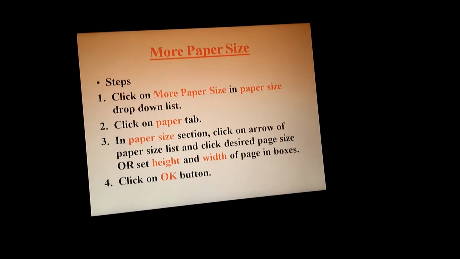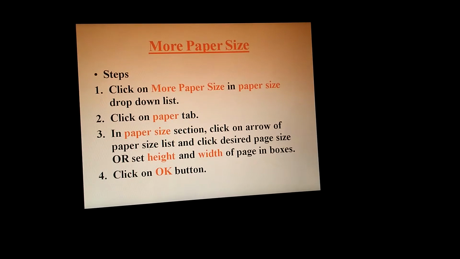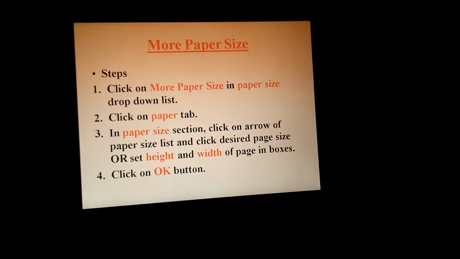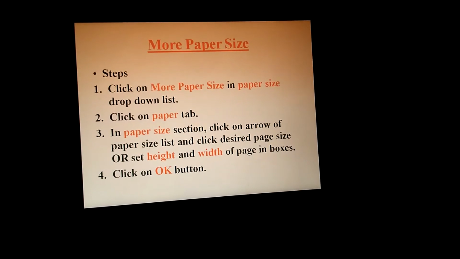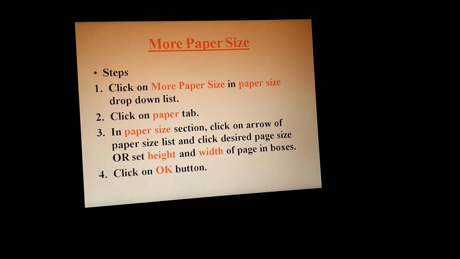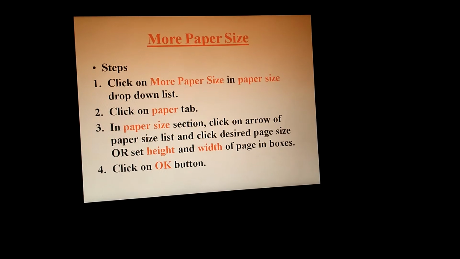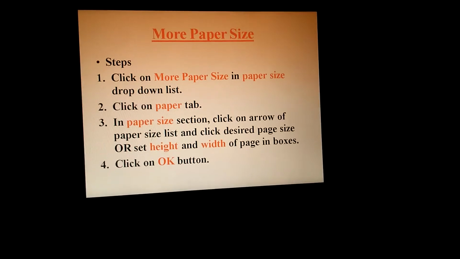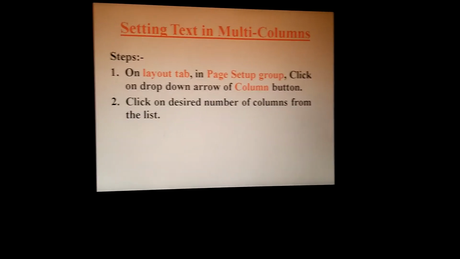Now the third step, in paper size section, click on the arrow of the paper size list and click the desired paper size, or you set the height and width of the pages in the boxes. See, in paper size section you have to either select the paper size from the list, or manually also you can specify the height and width of the pages. So the pages will be inserted of that height and that width only, and at last you have to click it on OK button. So this was for more paper size.